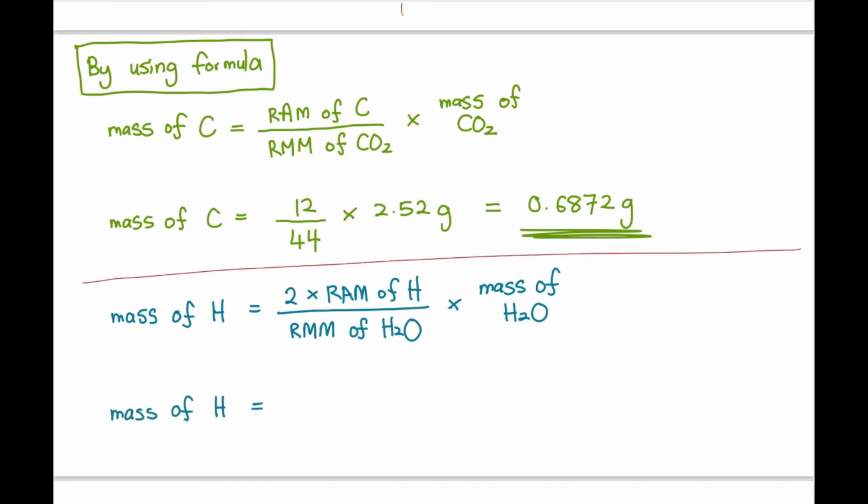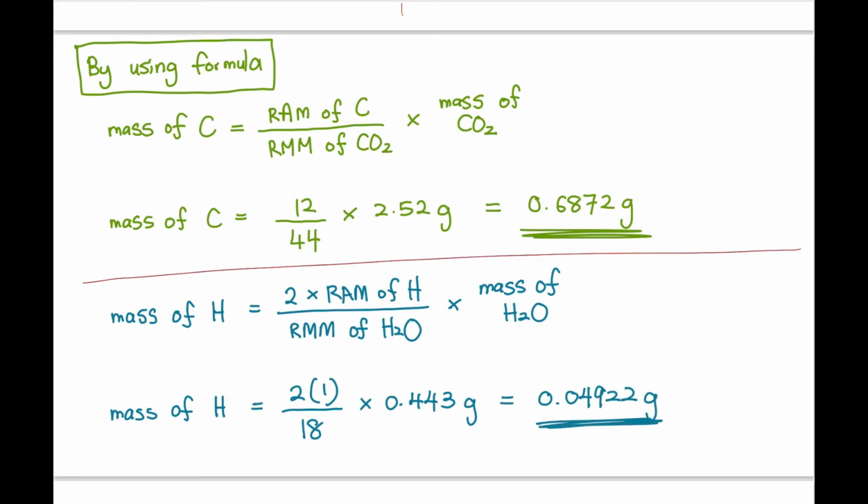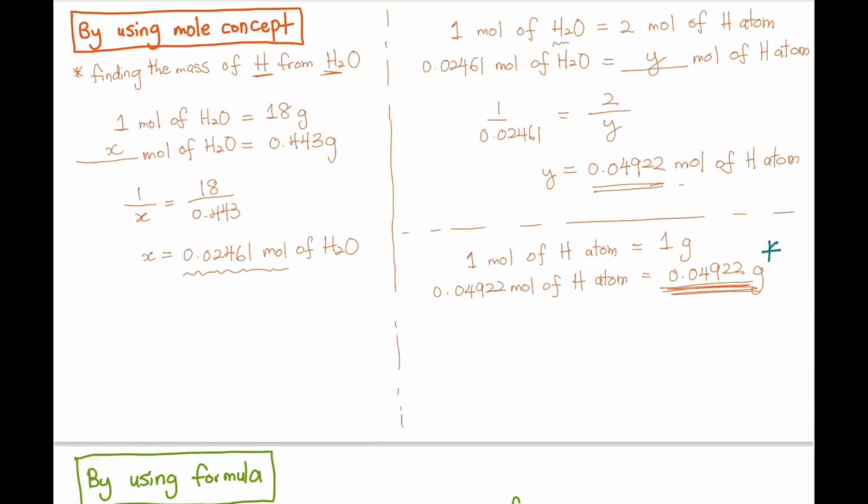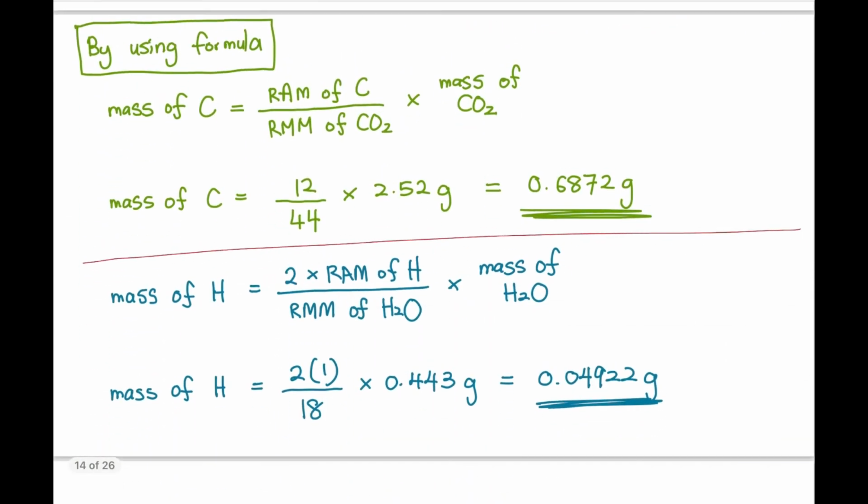By substituting the value, 2 divided with 18 times with the mass of water given in the question, which is 0.443 grams, which results in the value of 0.04922 grams. This value is similar to the value found from the mole concept method.